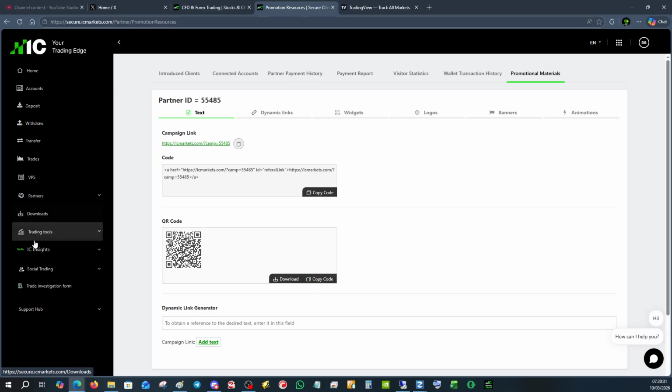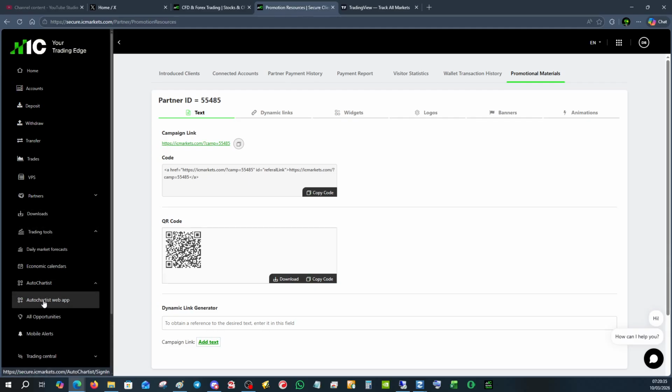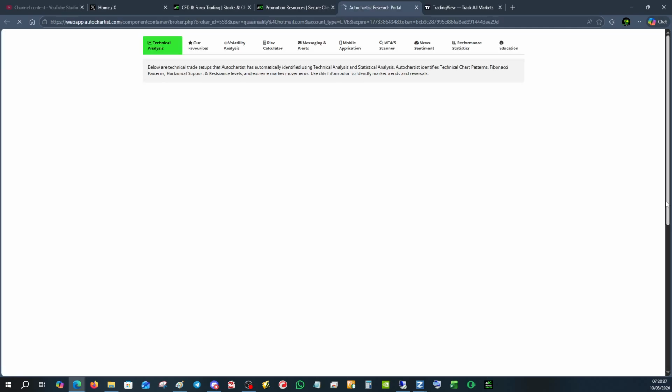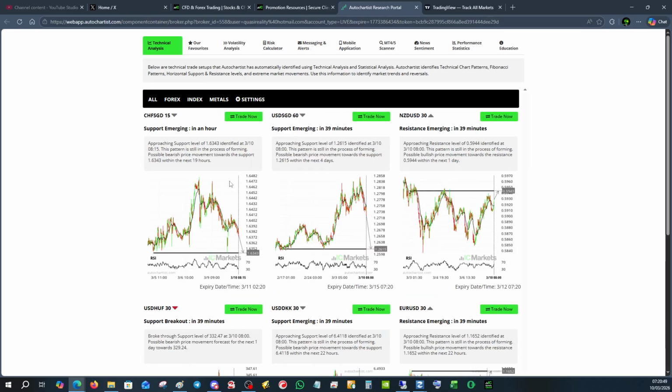So we come to the trading tools. I have to remember the AutoChartist web app. Okay, so remember we're looking for euro and New Zealand dollar or euro CAD. And it might be there's no setups. It could be bugging. Oh, okay. Right, we can't do that one. Can't do that one. How are we looking on that?